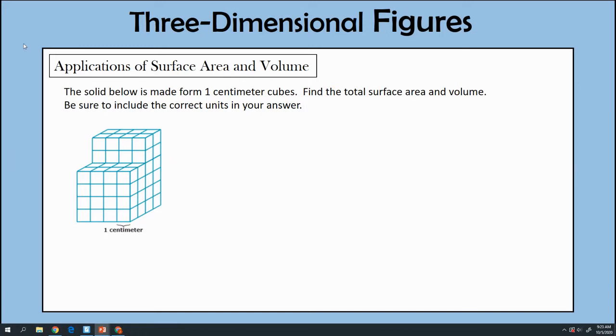All right, today we're going to pick up with more work on three-dimensional figures. We're going to work on some application questions where you have to find either surface area, volume, or maybe even both and apply them to a situation.